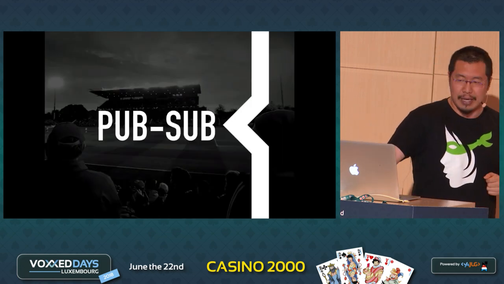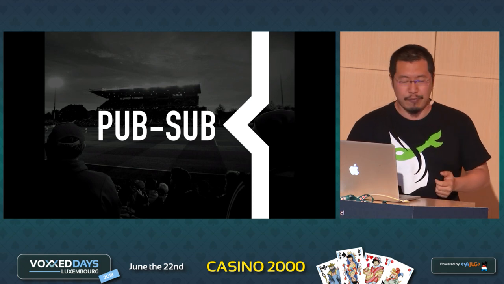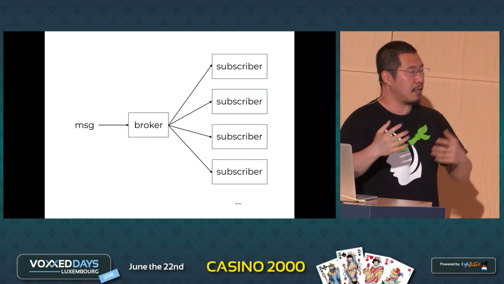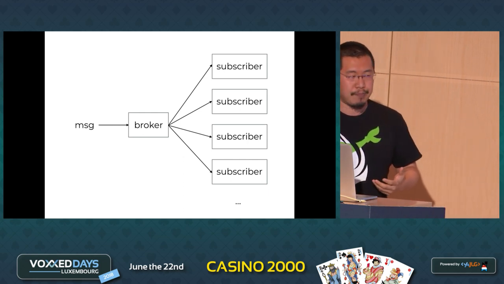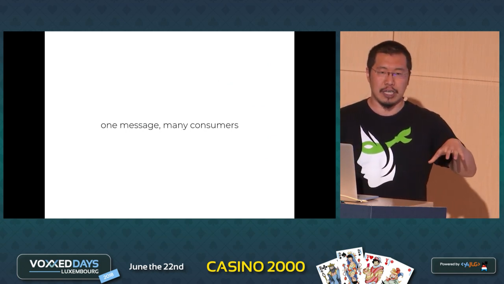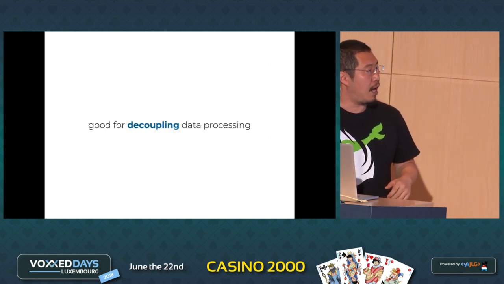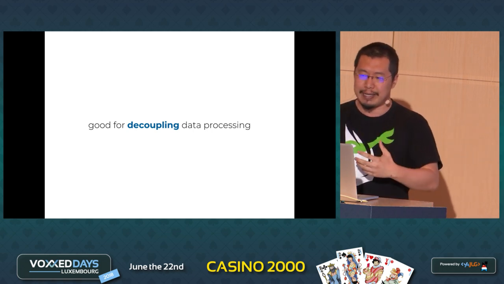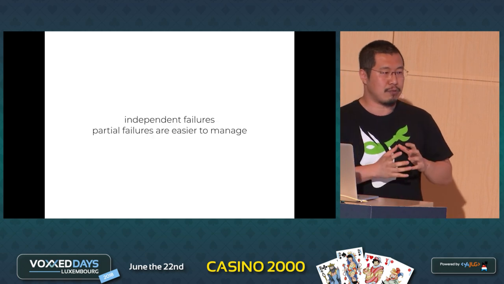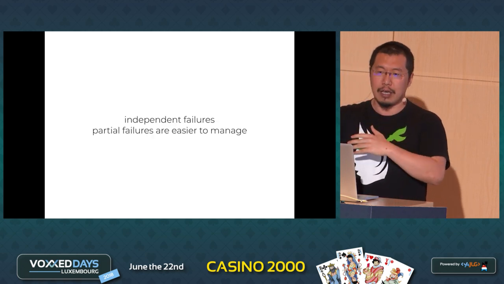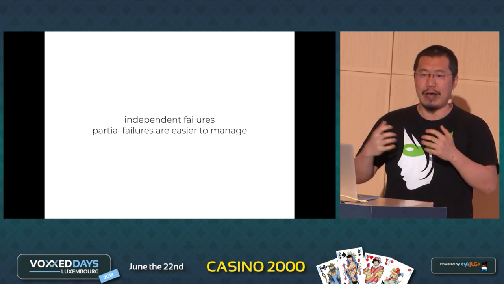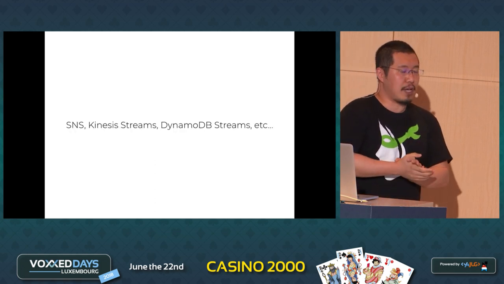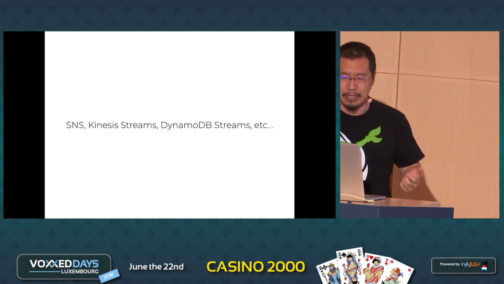So the next part I want to talk about is PubSub, which I'm sure many of you are familiar with already, whereby you have a publisher of events and a bunch of subscribers decoupled through some intermediary broker. And every message I publish should be received by all the subscribers. It's a good pattern for decoupling when you want to do different types of data processing in reaction to some message being published. It also allows individual processing to fail independently without you having to then resolve how to deal with those partial failures. Again, you can consider using SNS, Kinesis, DynamoDB Streams, and so on.